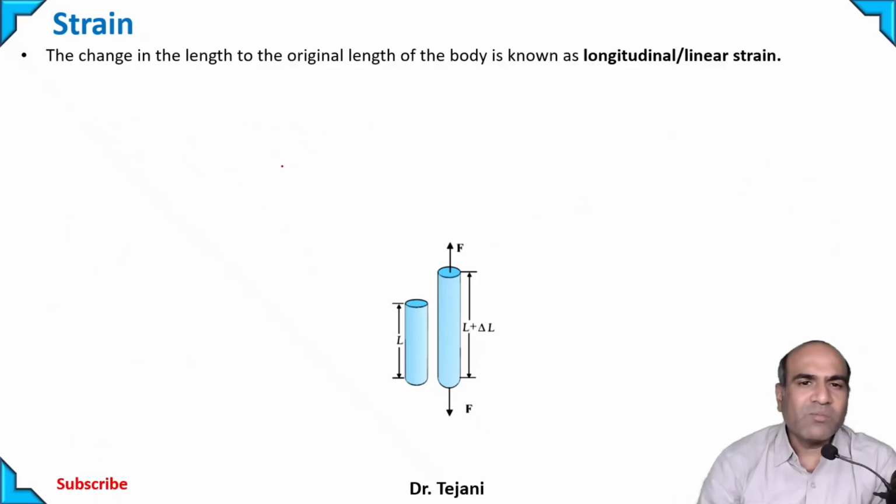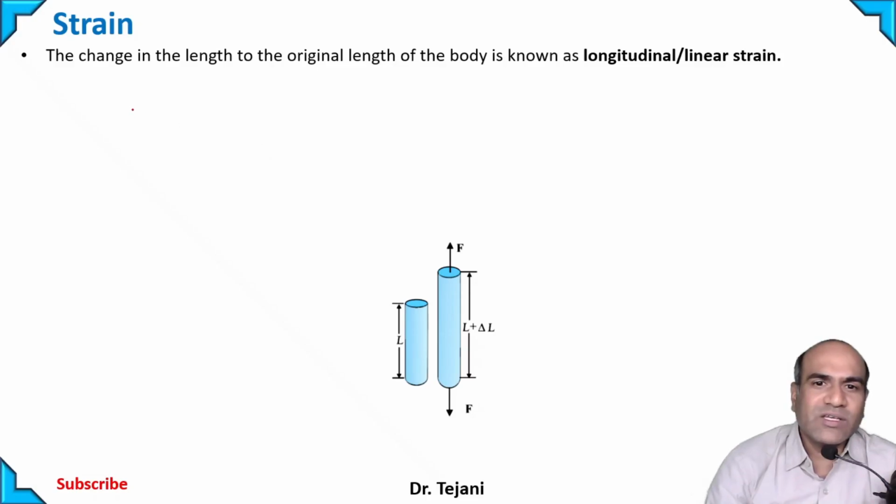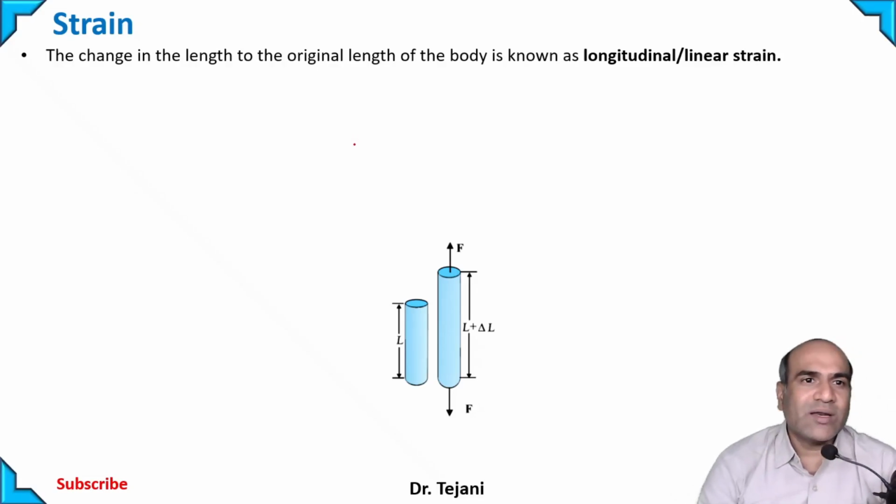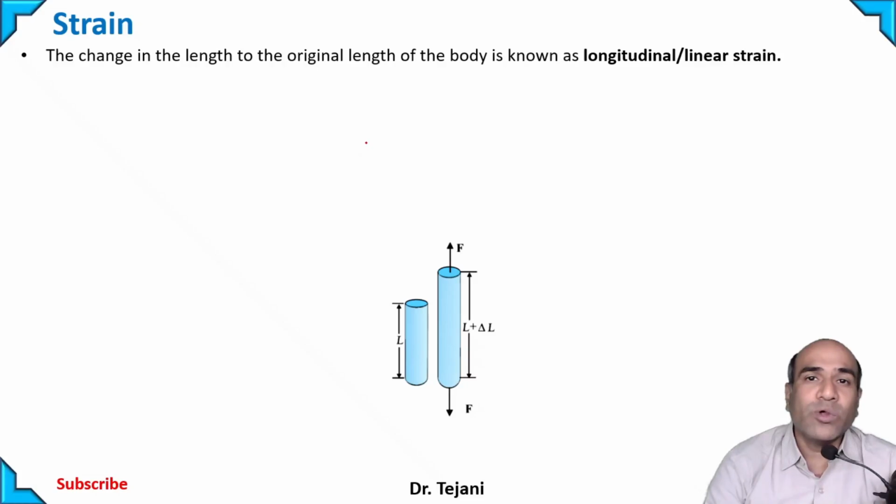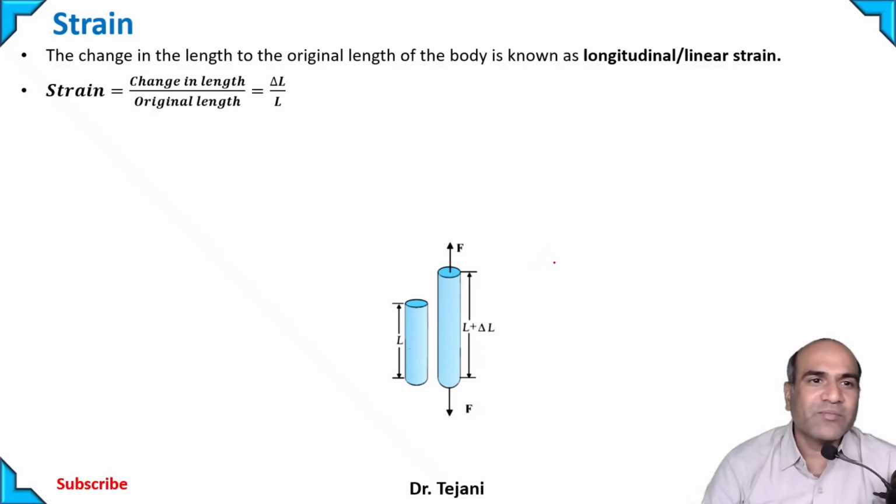Let's have one more part, that is strain. So see, if we apply force, we know that there is an increase of length, and one more measurement is available, and it is known as the change in the length to the original length. It's a ratio of change of length. That means see, initially it has length L, but if we increase this length, it becomes delta L. So there is an increase of length. It is a ratio of change of length to the original length L.